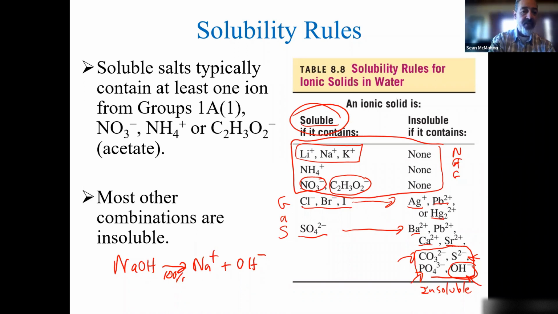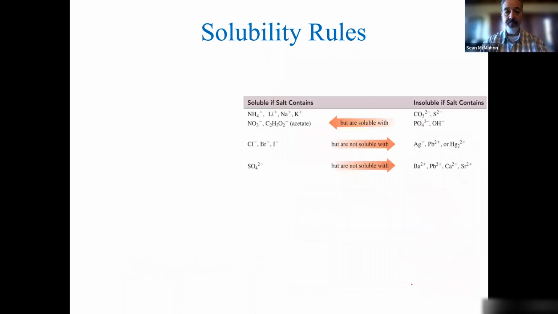Well, sodium is a group 1. And if I have an ionic compound that has sodium in it, it doesn't matter if hydroxide, carbonate, or phosphate is attached to it. As soon as I put it in water, it's going to dissociate into its respective ions. So you have to look at both. You have to look at the cation and the anion to determine whether or not it's soluble.